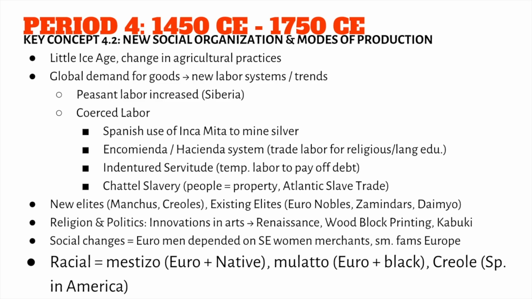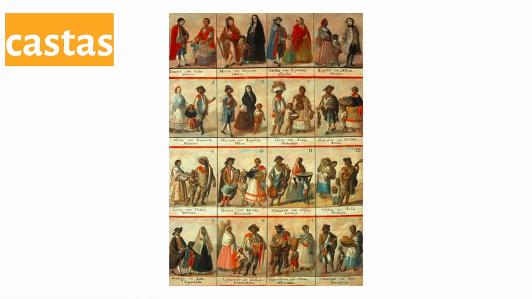So you have different groups of people. For example, the Europeans who would mix with native groups, that would produce this mestizo group. Europeans with Africans, with the black population, would produce a mulatto person. A Spanish born person in the Americas would be Creole. And so you have this system where you can see it on this casta here, where the lighter skinned you were, the more power you had.